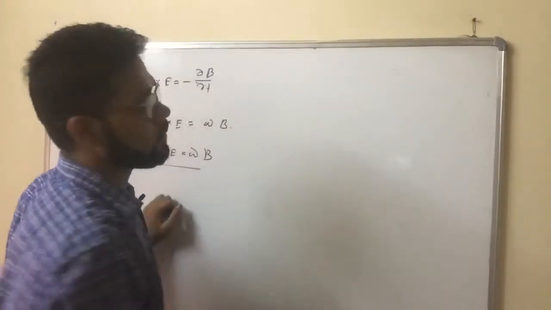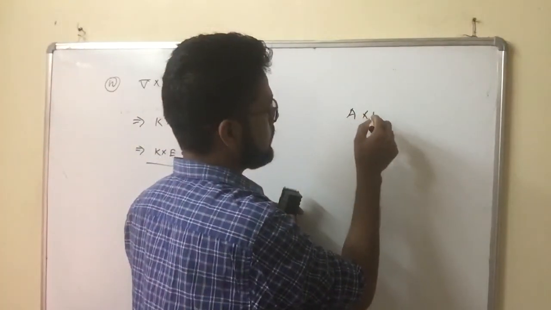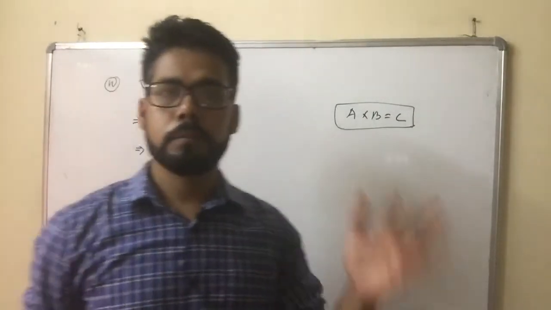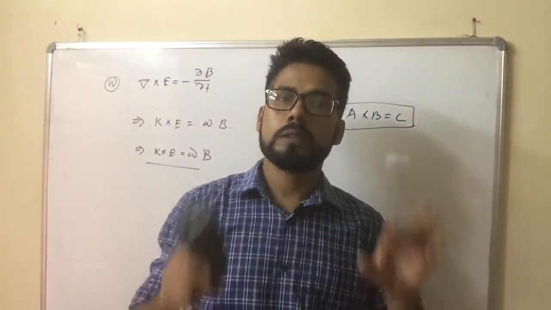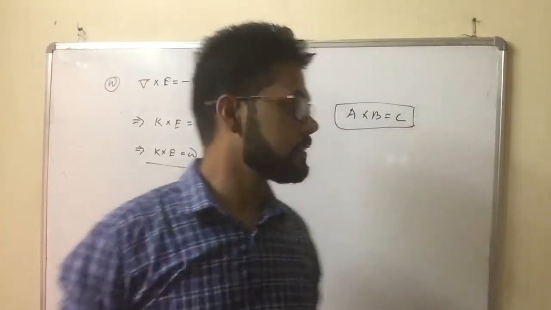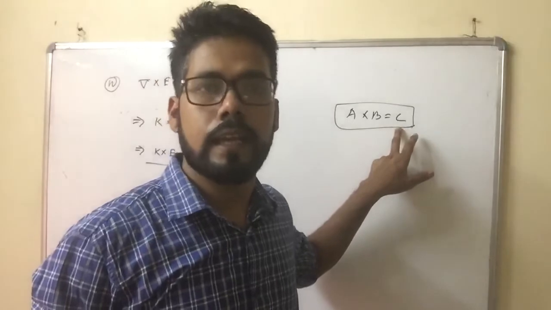What is the meaning of this according to vector? Now back to the vector. See, if A cross B equal to C, what do you mean by this equation? Always remember, cross product of two vectors always gives an area vector. This vector C is known as the area vector.